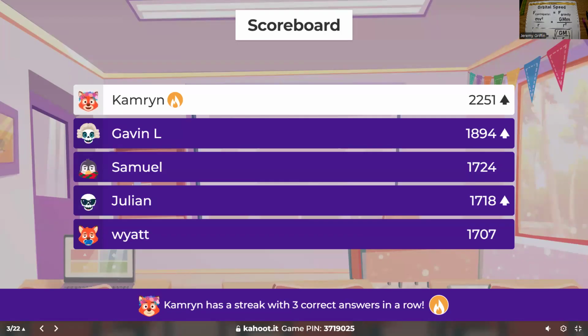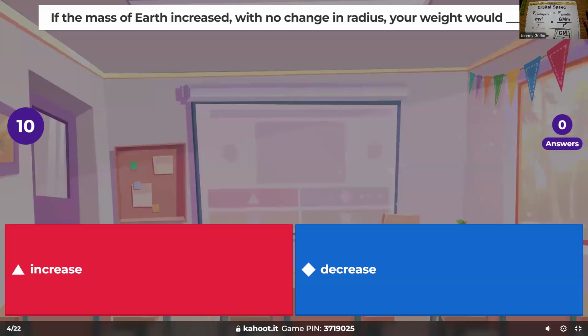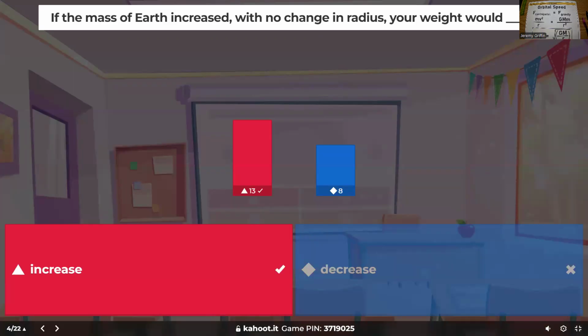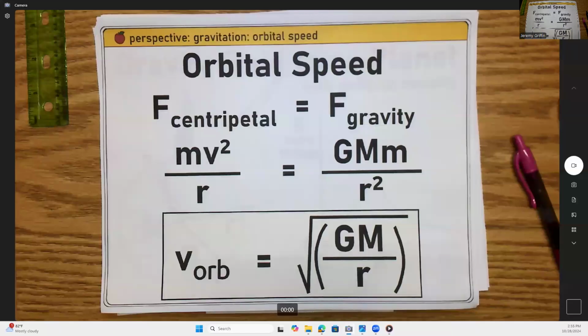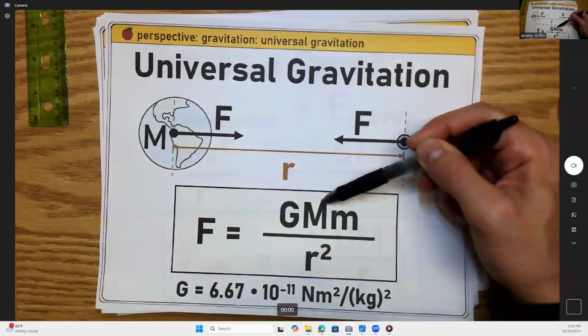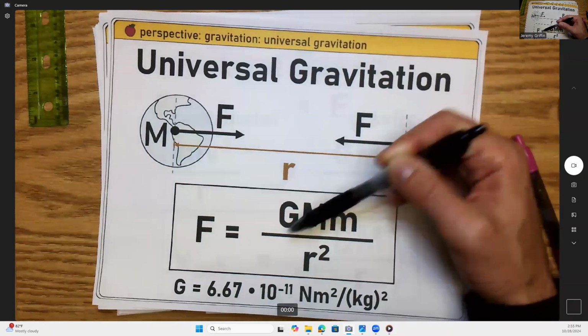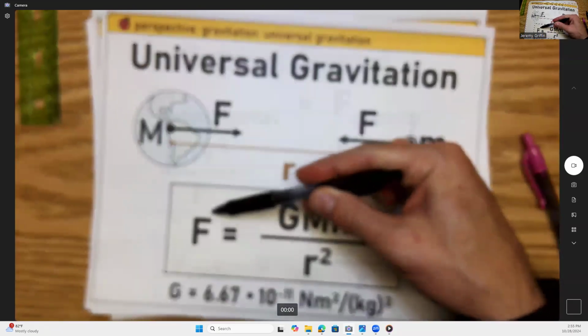We got Wyatt, Julian, Samuel, Gavin, Cameron. If the mass of Earth increased with no change in radius, what would your weight do? Yeah, would increase. Here, maybe I can back these up with the formula too. If the mass of the Earth increased but everything else stayed the same, suppose the mass of the Earth somehow doubled but the radius stays the same, then your weight, like this force between you and the Earth, would also double. You see it?